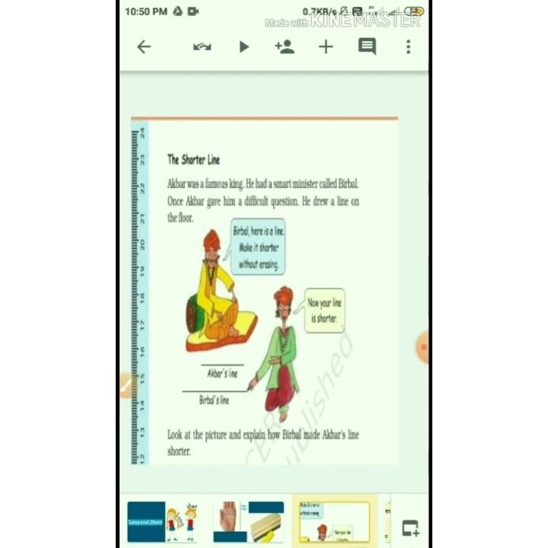Now, the shorter line. Akbar was a famous king. He had a smart minister called Birbal. Once Akbar gave him a difficult question. He drew a line on the floor. Now, in the yellow one he is Akbar and in the green one is Birbal. Now Akbar is saying to Birbal, "Birbal, here is a line, make it shorter without erasing."